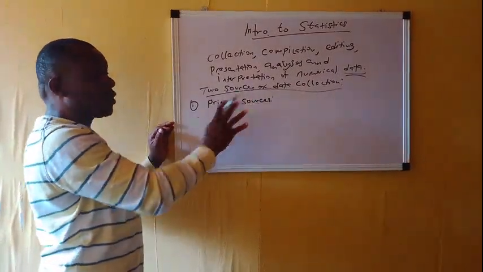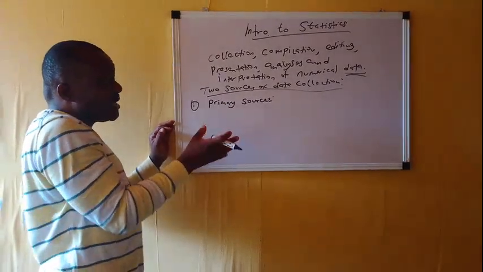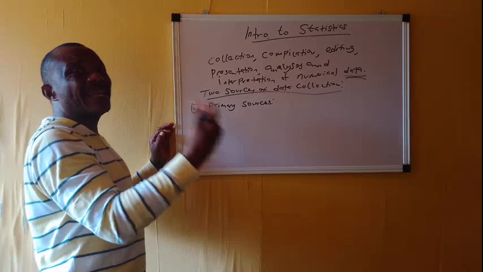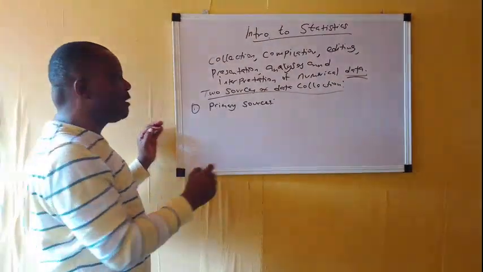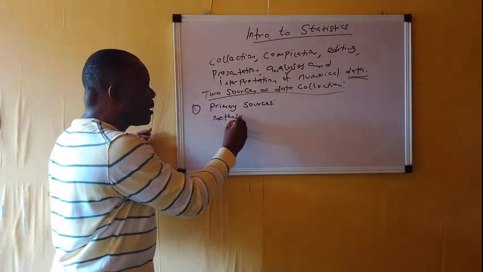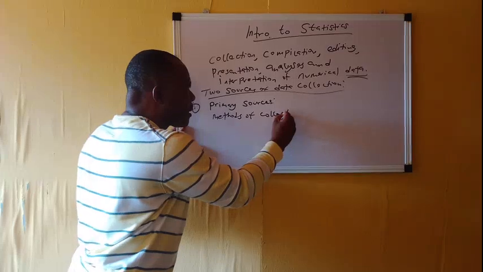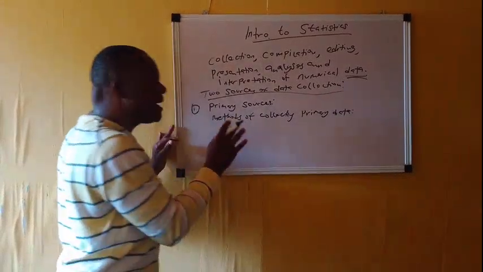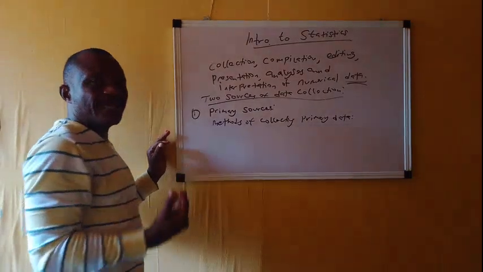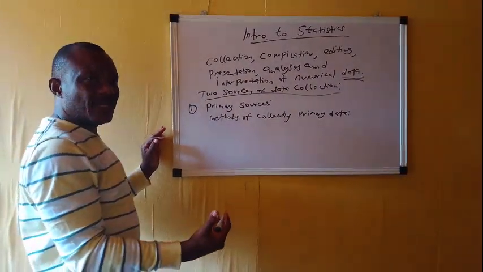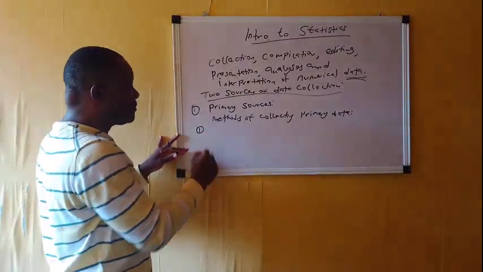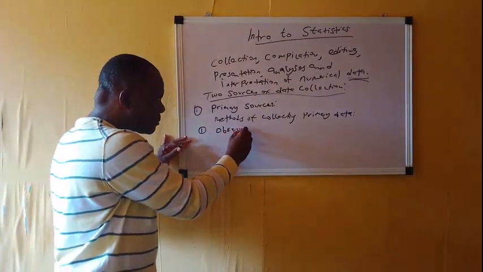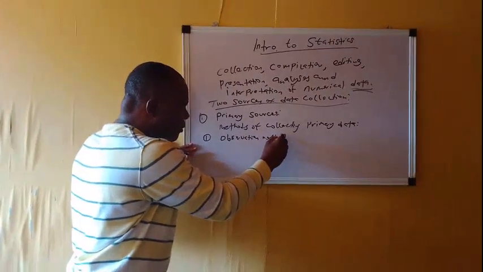These primary sources of data collection, they are sources where the statistician or the researcher gets the data directly by himself. He can use any of the methods. So there are methods of collecting primary data. A data is said to be primary if it is directly collected by the researcher or the statistician. There are various methods you can use. Number one, you can make use of what we call the observation method.